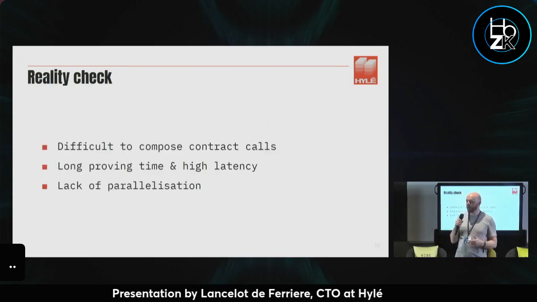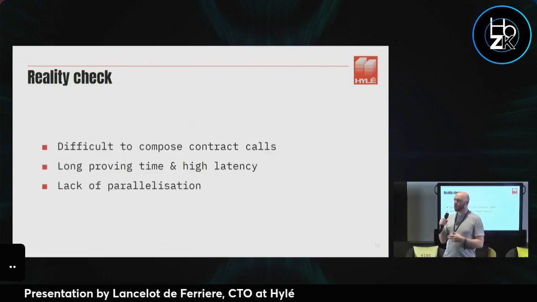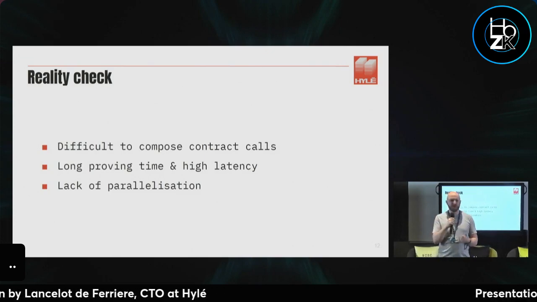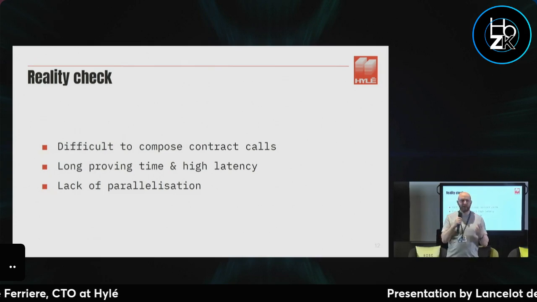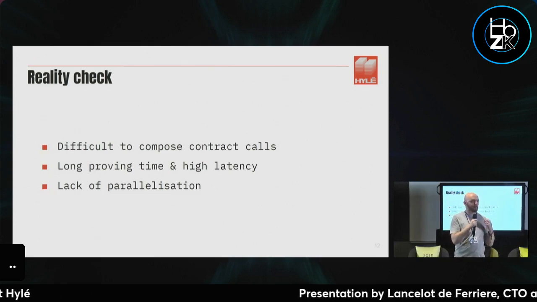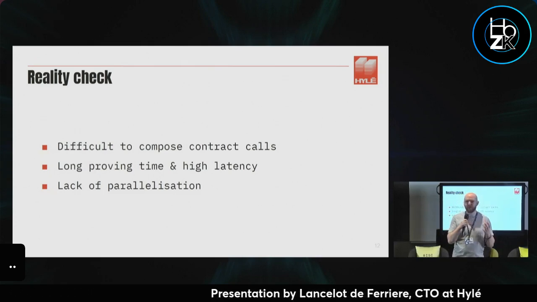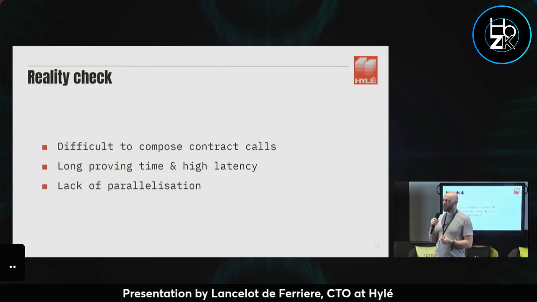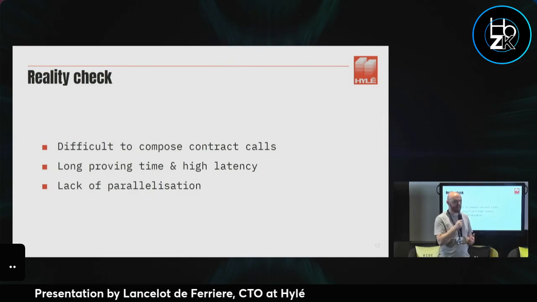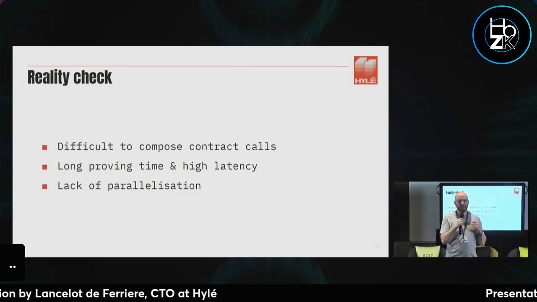So if you want to do things efficiently, you run into issues. It's difficult to compose contract calls. You have long proving times. Like I explained, you need to do batches of blocks instead of individual transactions because that takes too long. You have high latency, and it's very hard to do parallelization.